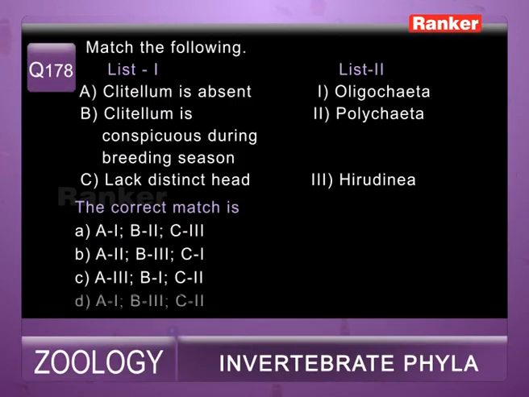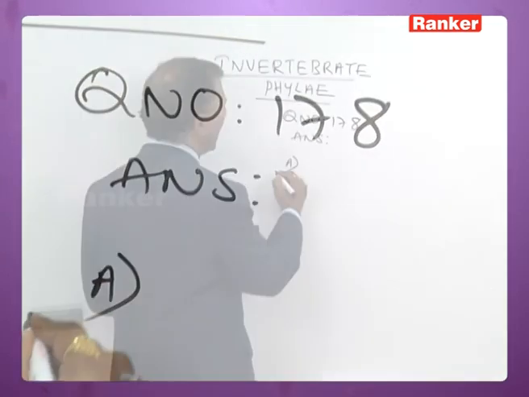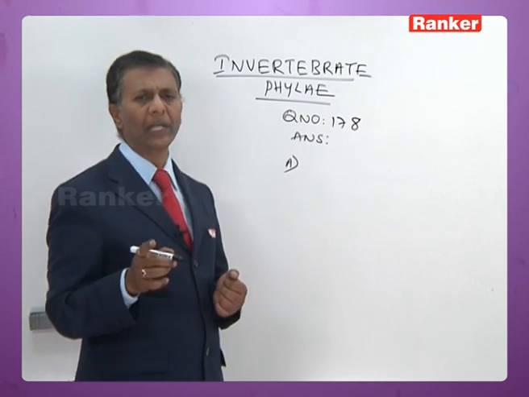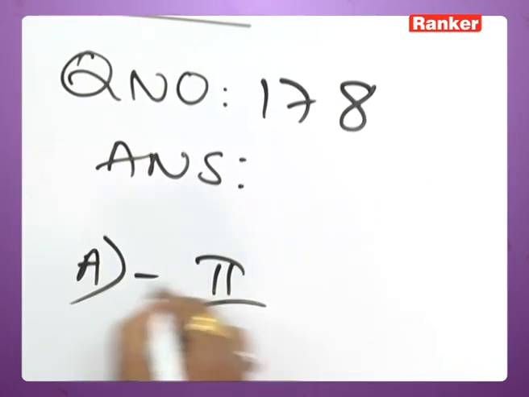178 question here. Again match the following is given, list 1 and list 2. List 1 you have A. Clitellum is absent. B. Clitellum is conspicuous during breeding season. C. Lacks distinct head. Under list 2 you have number 1 Oligochaeta, number 2 Polychaeta, number 3 Hirudinea. Now list 1, if you take A, Clitellum is absent in Polychaeta. In Polychaeta there is no Clitellum at all. So A2 is the correct option.